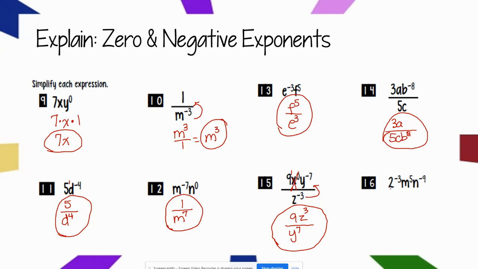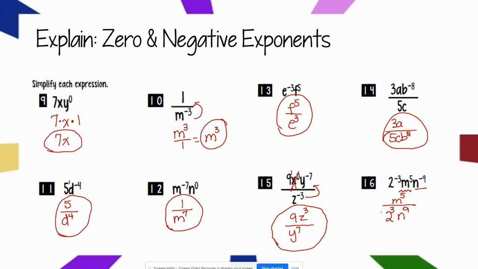For number 16, I have 2 to the negative 3rd, m to the 5th, n to the negative 9th. Well, we need to flip everything that has a negative exponent. So 2 to the negative 3rd needs to move to the denominator and become 2 to the 3rd. N to the negative ninth also needs to be moved to the denominator, and it becomes n to the ninth. M to the fifth had no problems, so it can stay right where it is. So we have m to the fifth over 2 to the third n to the ninth.